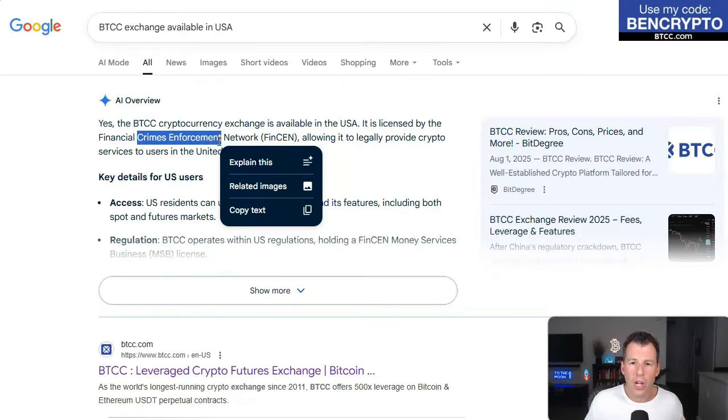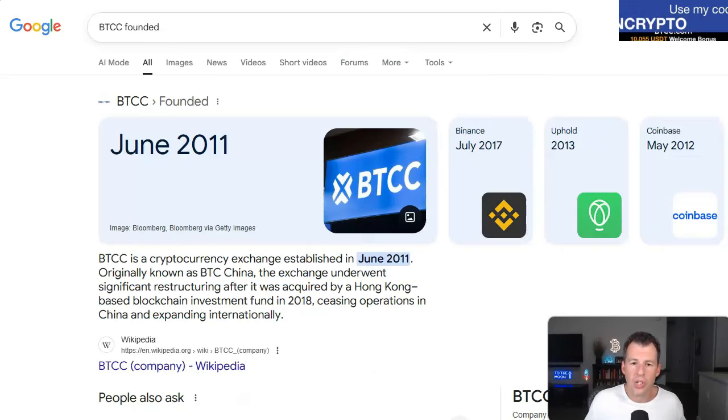Now, how are they registered? Well, it ties in with their history, because they have been around since June of 2011. That makes them the second oldest still operational exchange in the world. They are older than Kraken, older than Coinbase, older than Bitfinex, and way older than the newer exchanges like Binance, Bybit, OKX, etc. The only exchange that is older than them and still operating is Bitstamp, but BTCC has way more coins listed on it.